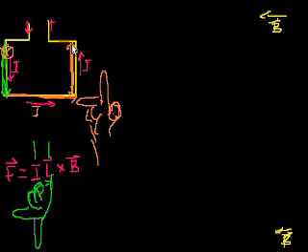Index finger in the direction of the current, or in the direction of our length. Middle finger in the direction of the field, thumb points out of the page. And do that with your own right hand, and you'll see that the net force of the magnetic field on this segment of wire is going to be upwards. Let me do it in a different color just to get some contrast. It's going to be upwards.